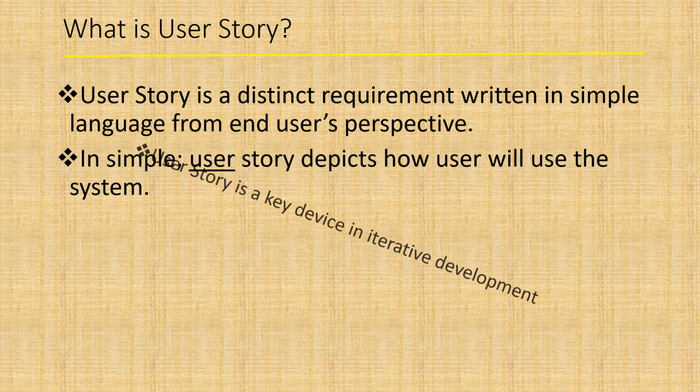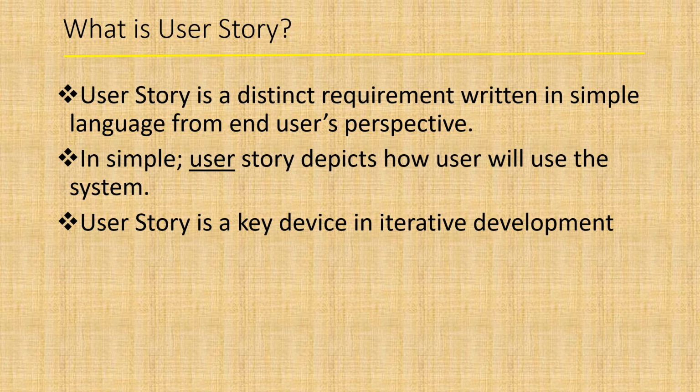So how can we define a user story in Agile Scrum? A user story is nothing but a distinct requirement which is written in a simple language from an end user's perspective. So whatever system or product we want to develop and we want to capture the requirements, we have to consider the end user. If we see the user story, it comprises two words, user and story. The first word, user, depicts the user who will be using the system. That means, when we are writing the user story, we have to write it from an end user's perspective.